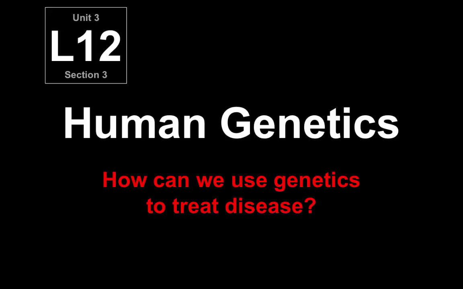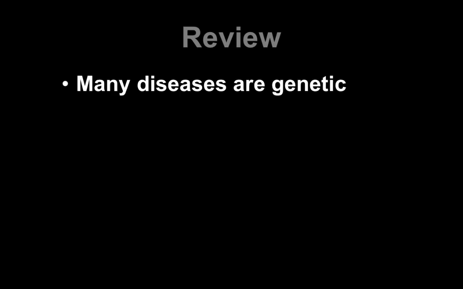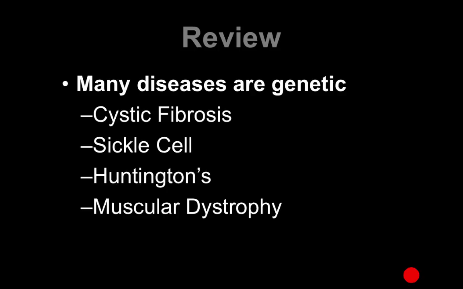In this lesson, we're going to look at how we can use our knowledge of genetics to help treat diseases in human beings. So as a review, remember, many diseases are genetic. So they're only based on having bad copies of certain genes. And some examples are cystic fibrosis, sickle cell, Huntington's, and muscular dystrophy. All of these are pretty bad diseases, and they are 100% genetic.